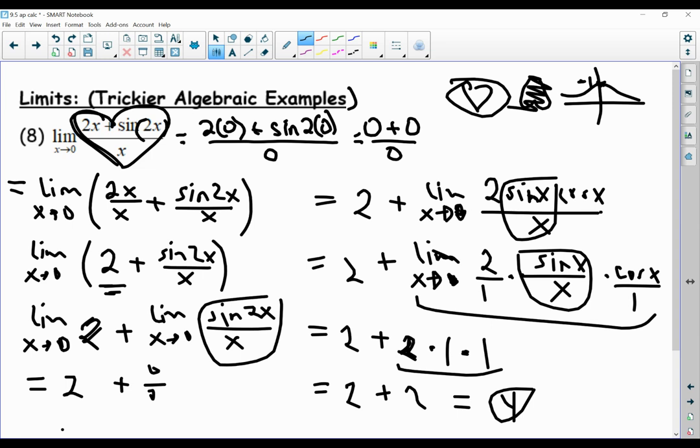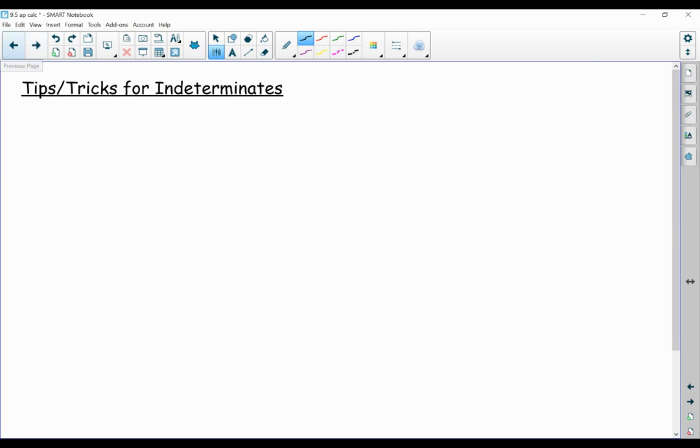That is like the hardest example I could possibly give you, because look at all the different things we had to do here. We split the fraction up, we had to use a trig identity to rewrite it, and then we had to look for functions that we were comfortable with to rewrite it as a product of functions where one of them was something that we knew. Okay, so that's a really, really hard example for you to look at.